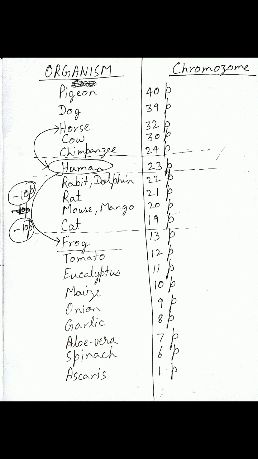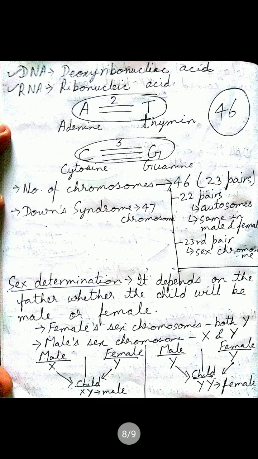And the last one, ascaris, is a kind of worm that is found in our intestine. Sometimes when we are ill, it is due to worms, and ascaris is one of those worms. It is very simple in structure. It just has 1 pair of chromosomes. Take a screenshot of this and we will discuss this. I'll move this page out and we will remember this one more time.